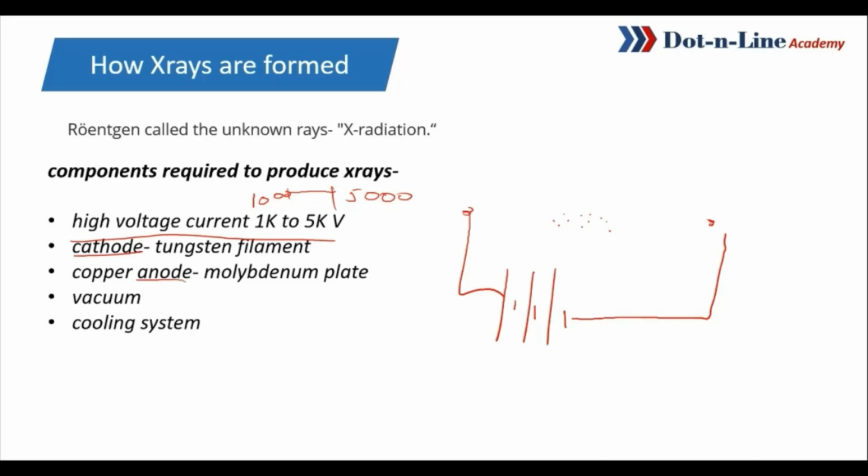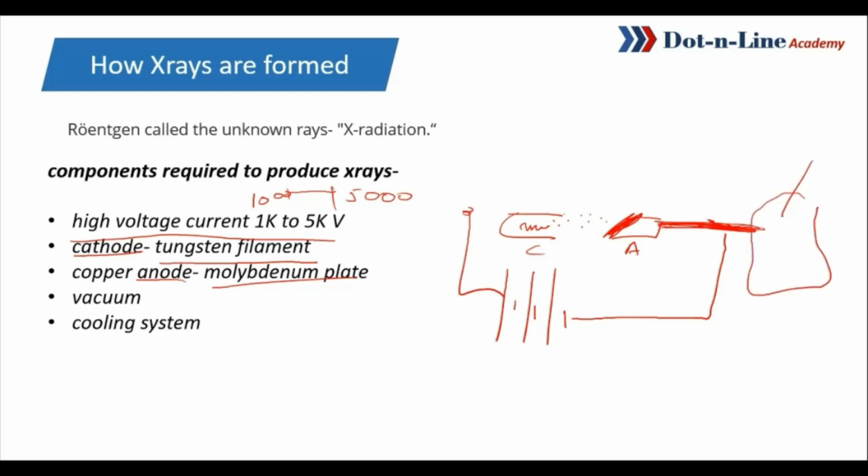The cathode is made up of tungsten filament. A filament will be here made up of tungsten. The anode will be of molybdenum plate. Okay, this will be anode, cathode. The anode is connected through a copper rod, and this copper rod is connected to a cooling setup. Okay, and this complete thing is under vacuum.